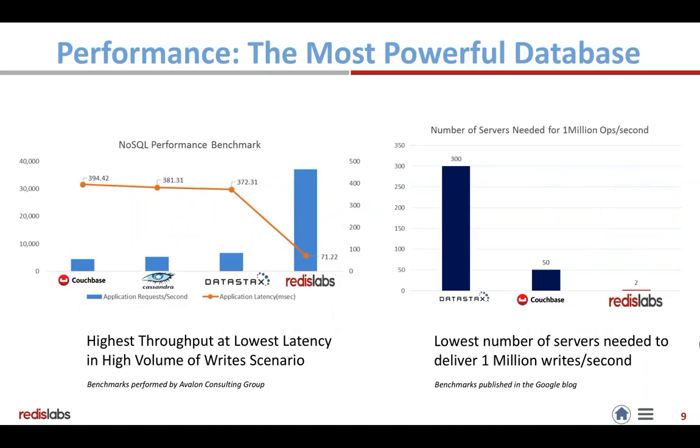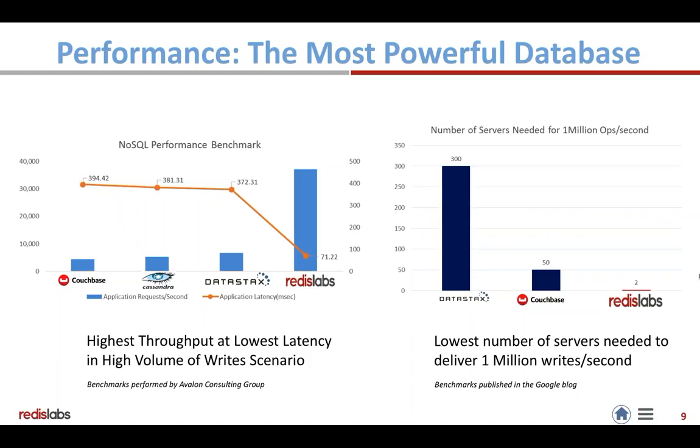So here are a few benchmark results that Avalon Consulting Group did, and it was end-to-end for an application that they wrote. Redis was providing the fastest, the highest throughput, and the lowest latency for end-to-end transactions from that application.